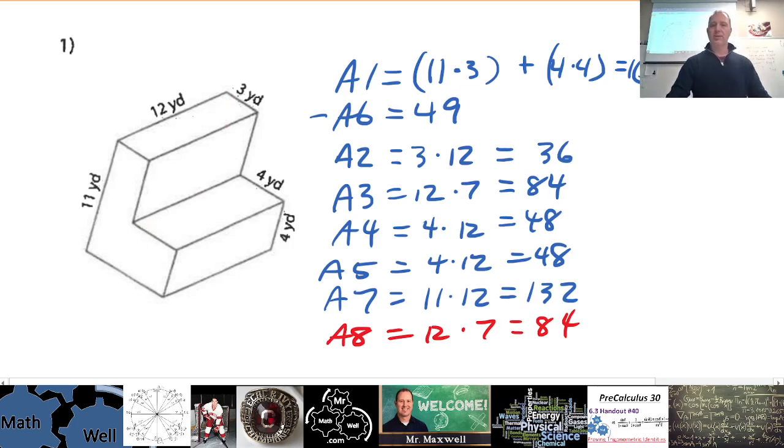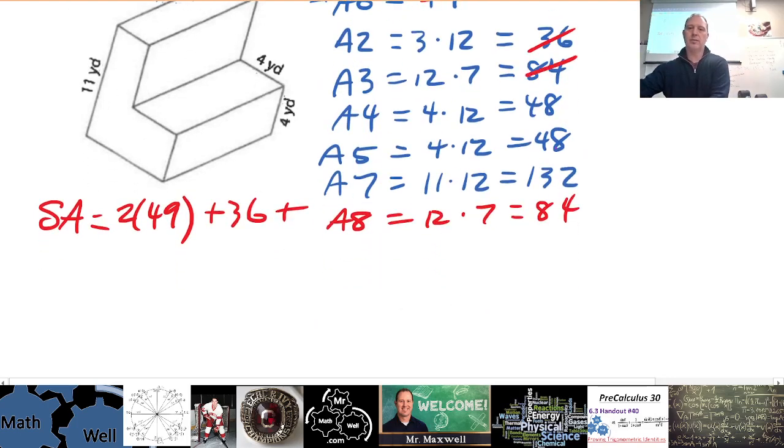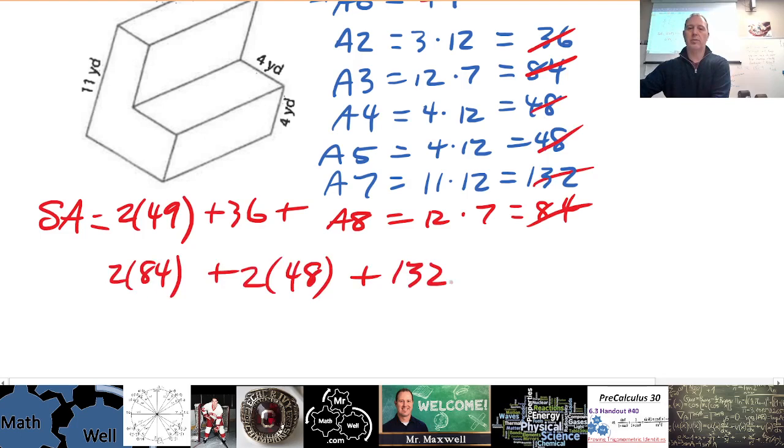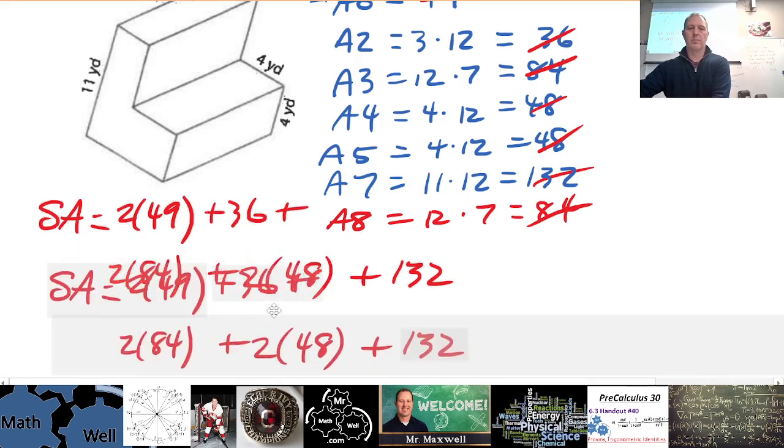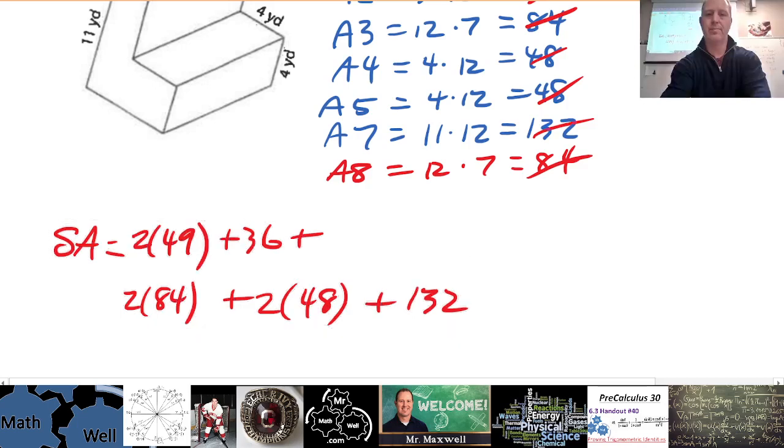Okay. All right, so now the area total for this one, or surface area total, if you want to call it that, is going to be 2 49s. Those are gone. Plus 36. That's gone. Plus, oh, two 84s. That's there and there. Plus 2 times 84. Plus 2 times 48. Plus 132. Okay, what's the sum of this here now?